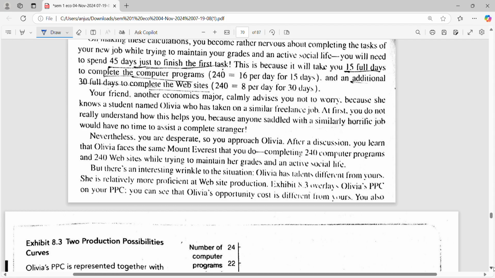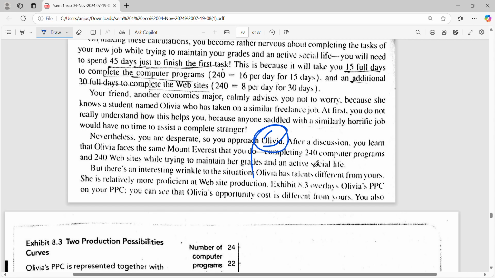Next, here you got that you are good at producing computer programs, but you are not good at producing websites. That is, you have an added advantage, or some kind of specialization in the production of computer programs, so you can do it much faster. But you lack the same thing in the case of website designing or website production. So you approach someone who is good at that, and that someone is Olivia. Okay, Olivia is good at that, so you approach Olivia for that.